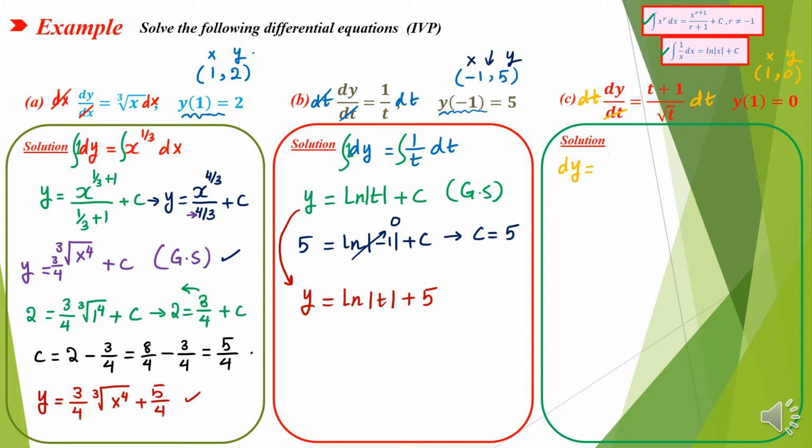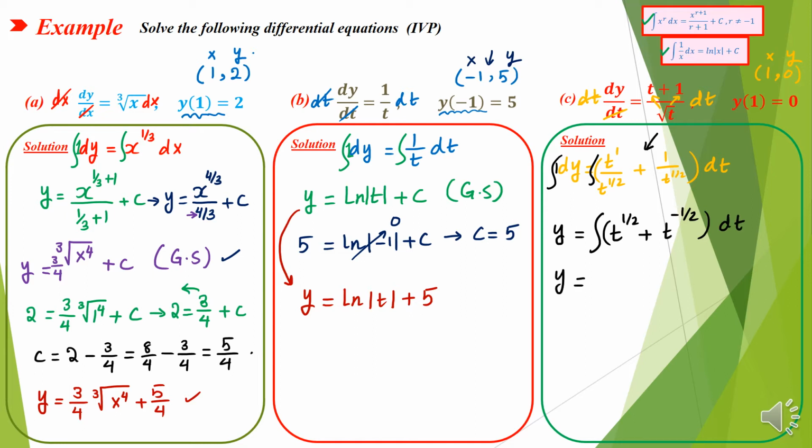equals, now we can distribute the denominator for all terms in numerator, and you will get t to the first divided by t to the half plus 1 over t to the half dt. Integrate both sides. Here we have 1 dy, which is y, equals integration. You have to prepare the inside function before starting the integration. So when we divide, you have to subtract the exponent. You will get t to the 1 minus half, which is half, then plus here 1 over t to the half, it will be t to the negative half dt.